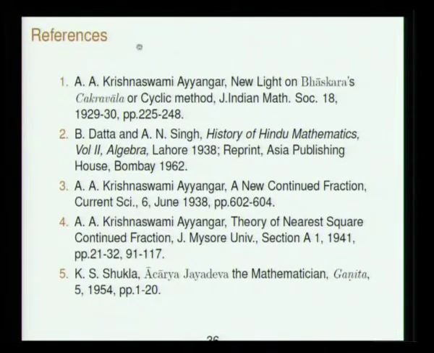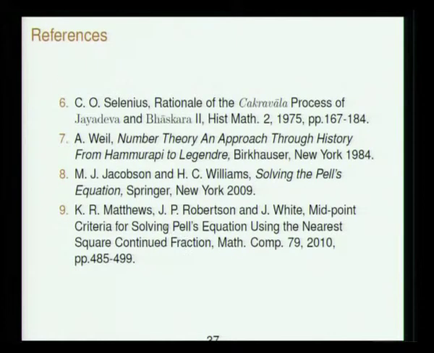So these are Krishnaswamy Iyengar's papers. The last one appeared in the Journal of Mysore University in 1941. This is Andre Weil's monograph on the history of number theory. This is the famous paper of Selenius. He has written 3-4 papers in German and I think Swedish also earlier. This is the paper of Matthews, Robertson and White, and this group has several papers on nearest square continued fraction. And Jacobson and Williams are experts in the study of Pell's equation. This is a book which runs to about 700 pages in the discussion of Pell's equation. So it is a very interesting subject.